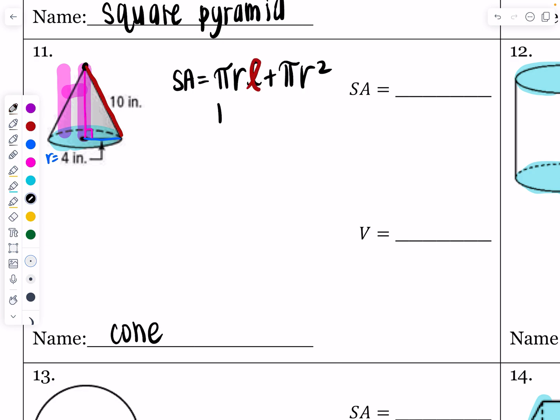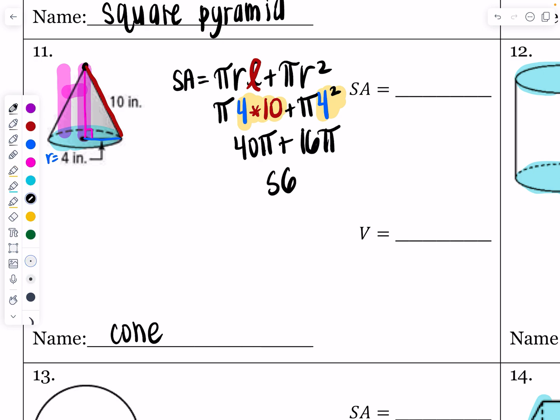And so that is going to be pi times 4 times my slanted height is 10. And then I'm going to add pi r squared. And so that radius, again, is 4. And so then we're just going to do some multiplication. So we're going to do 4 times 10 gives me 40 pi. And then 4 squared gives me 16 pi. What is 40 pi plus 16 pi? That is going to give me 56 pi. And of course, my units are going to be in inches squared for surface area and then in inches cubed for volume.